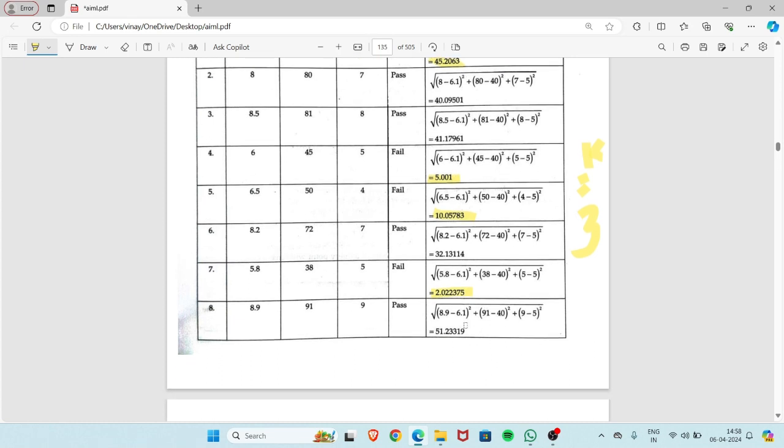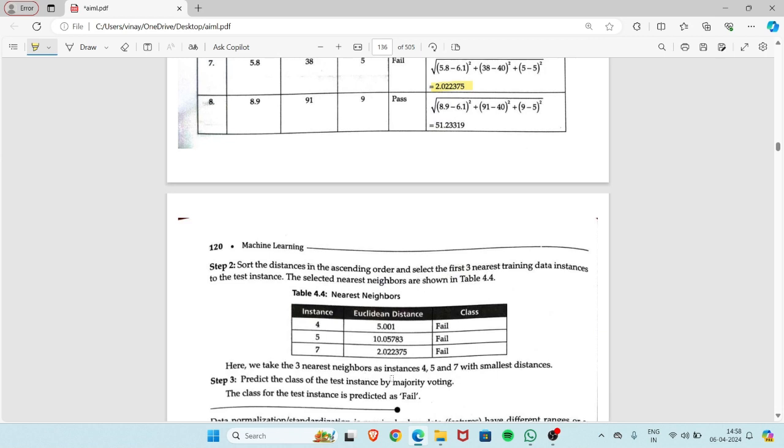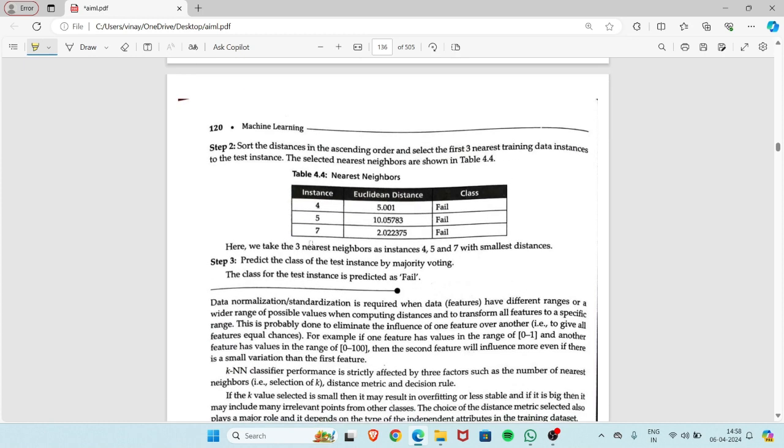After these distances we got, we have to sort them and write them here based on the instances. Based on the instances only you have to do the sorting, like 4, 5, 7.